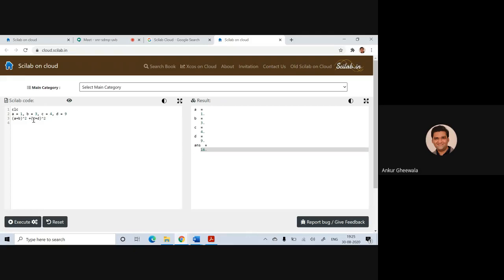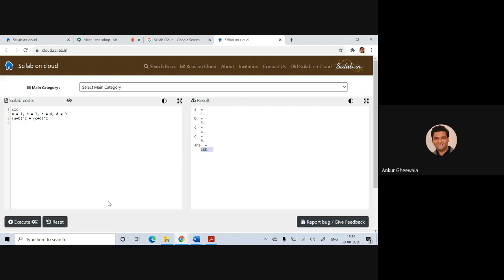A plus B square is equal to 16, and C plus D, 4 plus 9 is equal to 13, and 13 square is 169. 169 plus 16, so you will get 185. Your answer will be 185. Just see here. We got the same answer, 185.